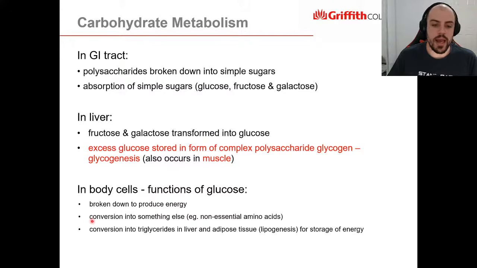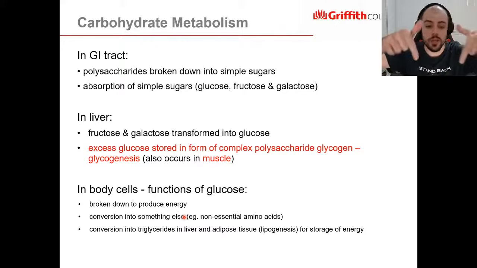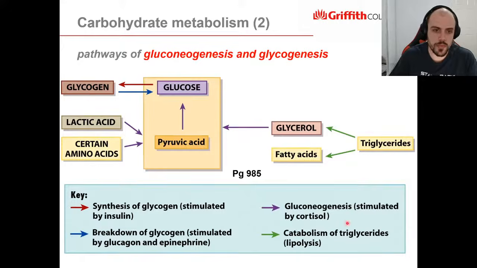Now, inside of our body, okay, we can break down that glucose to form energy, okay? We can convert it into amino acids. So we can take an amino acid and turn it into a sugar. We can take that sugar and turn it back into an amino acid. We can do all sorts of different things. And we can turn it into a fat, okay, for that long-term storage. Now, what we're seeing here is, again, just a bit of a simplification.